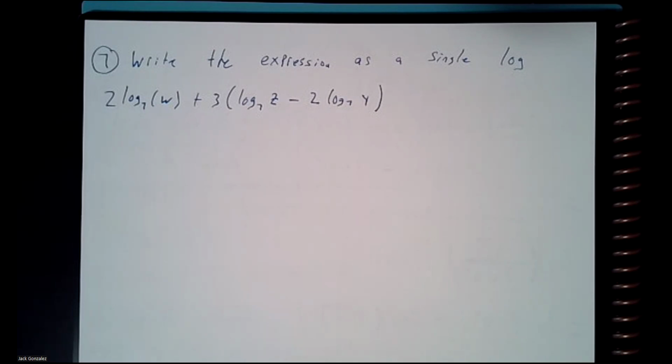So if we're going backwards, remember the last thing that we did was bring the powers down. So now it's going to be the first thing we do, because we can't do the products or quotients until the powers are up.